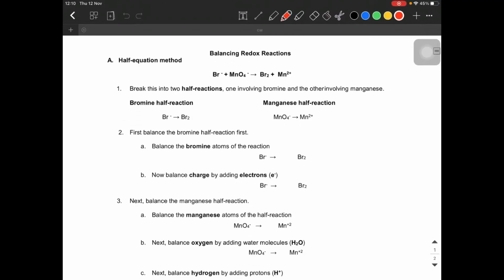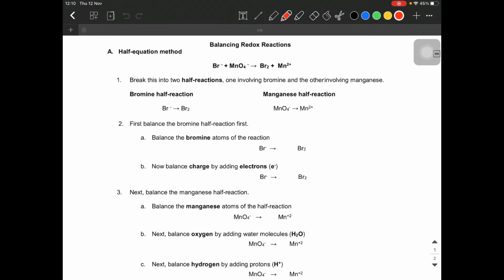So now it's time to learn balancing redox reactions. In balancing redox reactions, you can use two methods. The first one is the half equation method, and the second one is the change in oxidation number method. So let's learn the first one. I took this example for balancing a redox reaction.